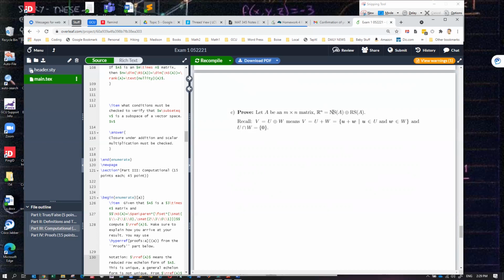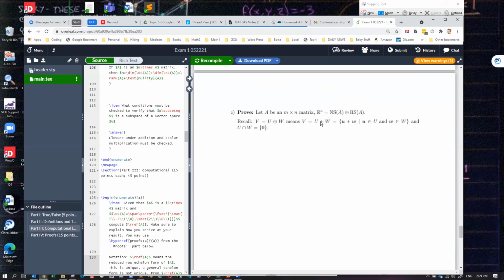Yeah, so you're saying a little bit more here. You're not just saying that everything in Rn is a sum of stuff here, but you're saying that it's a unique sum of stuff there. And later on we'll actually show that these are not only unique, but these are orthogonal to each other.